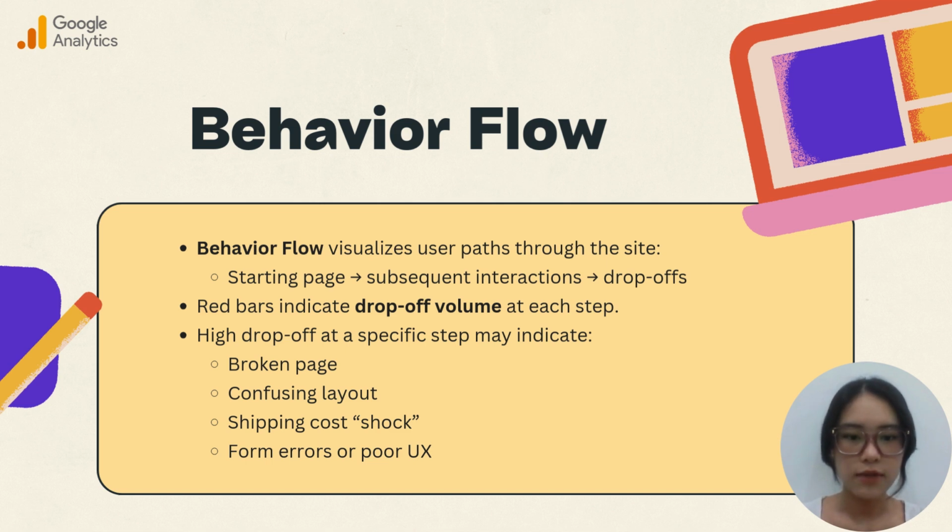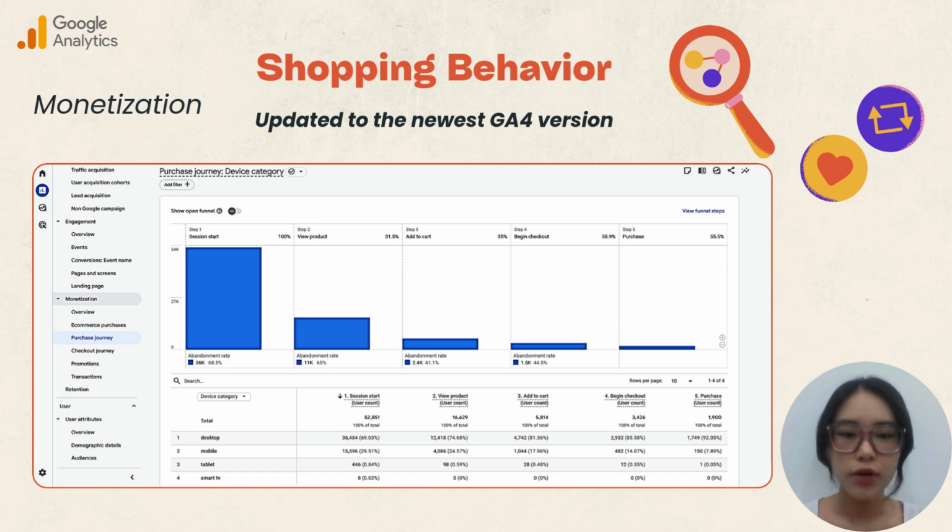Red bars indicate the volume of drop-offs at each step, and a high drop-off at a specific point can signal issues such as broken pages, confusing layouts, unexpected shipping costs, form errors, or poor user interface. And this GA4 shopping behavior report shows how users move from viewing items to adding them to cart, beginning checkout, and completing transactions. It helps identify where users abandon the purchase process.